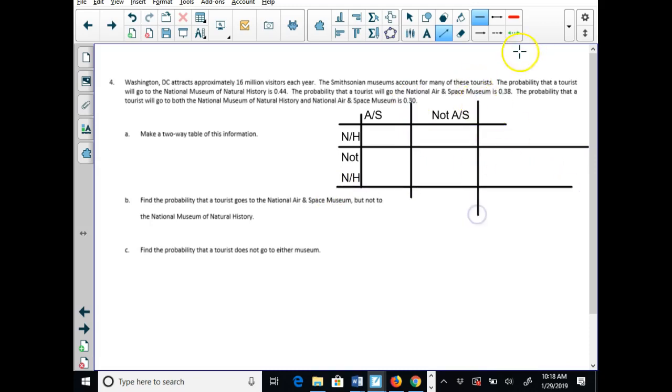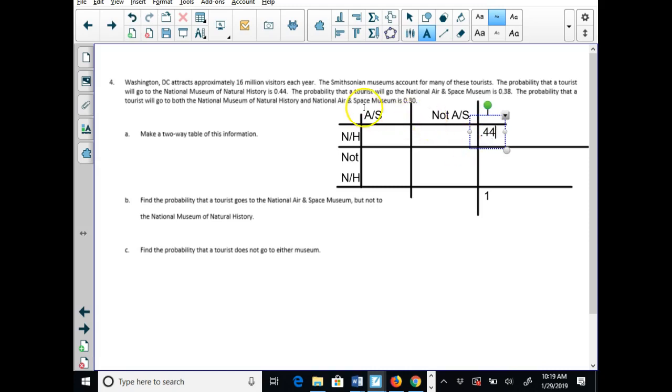Now, the tricky part is they give it to you as a decimal. Well, one thing you need to know when they give it to you as a decimal is that our grand total will be a 1, because there's a 100% chance of everything happening here. It says the probability that a tourist will go to the Natural History Museum is 0.44. So natural history right here, I'm going to put 0.44.